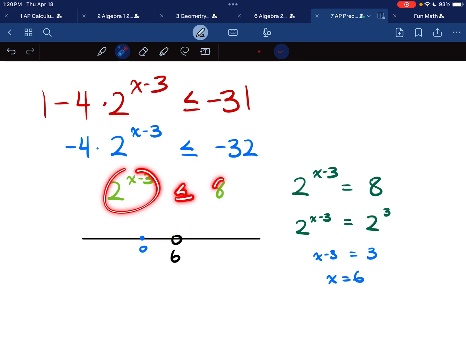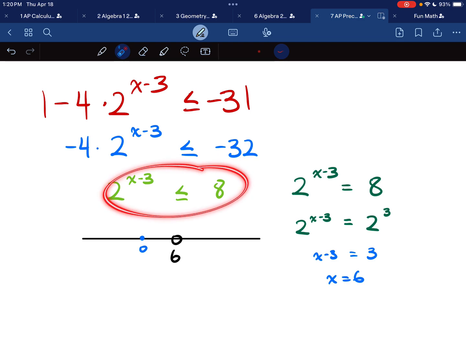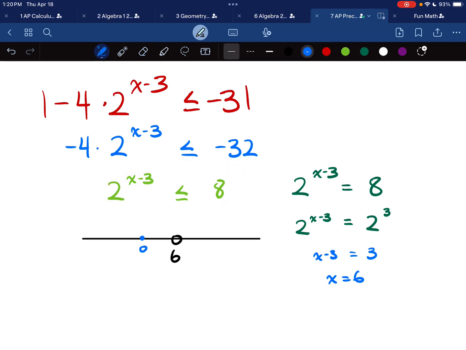Is 1/8 less than or equal to 8? And I think, yes, it's 1/8. It's very close to 0, in fact. So this is a true statement. 0 is less than or equal to 8. So we can say that is true for this area, and it's probably going to be false for this area.